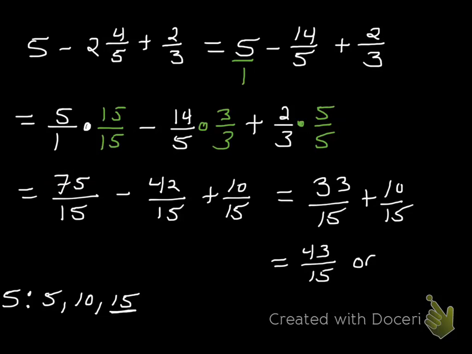So 15 goes into 43 twice. So 15 times 2 is 30. And then 13 added to the 30 gives us 43. Okay, so 2 and 13 over 15 is a little bit more meaningful for us if we were talking about an application. Again, it depends on the problem, but either one of these answers is probably fine depending on the instructions.